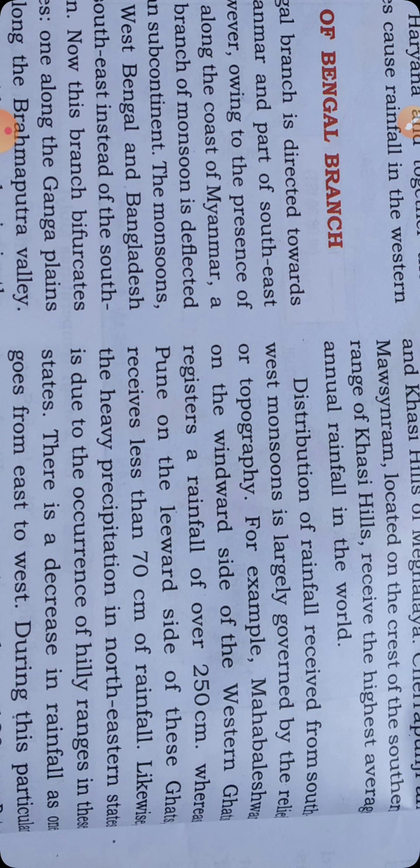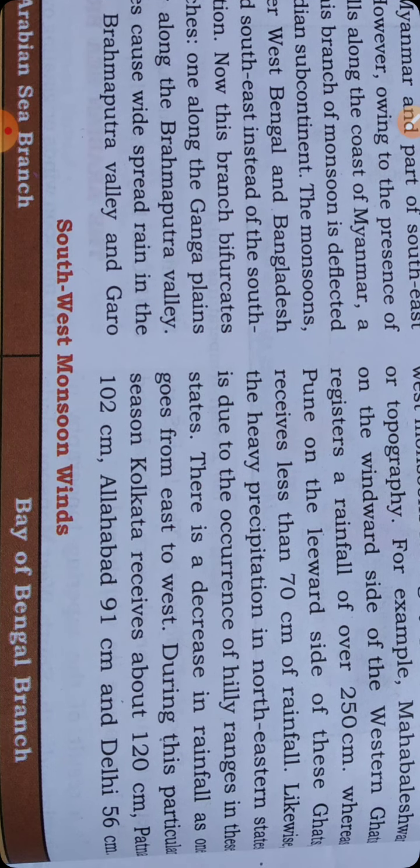Likewise, there is heavy precipitation in the northeastern states due to the occurrence of hilly ranges in these states. There is a decrease in the rainfall as one goes from east to west. During this particular season, Kolkata receives about 120 centimeters, Patna about 102 centimeters, Allahabad 91 centimeters, and Delhi 56 centimeters. Okay, so all these are there.